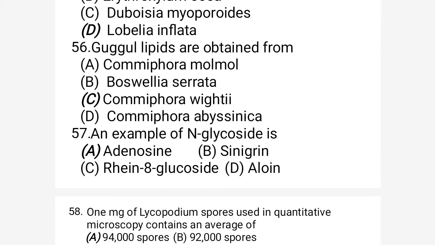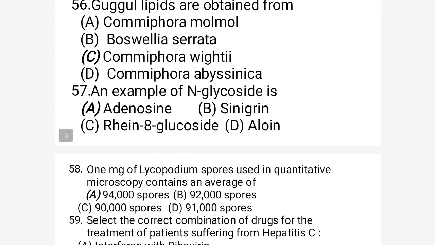56, guggul lipids are obtained from. Option A is Commiphora mukul, option B would be Boswellia serrata, option C is Commiphora wightii, and option D is Commiphora abyssinica. So the correct option is Commiphora wightii. We know about the source of the guggul lipids.